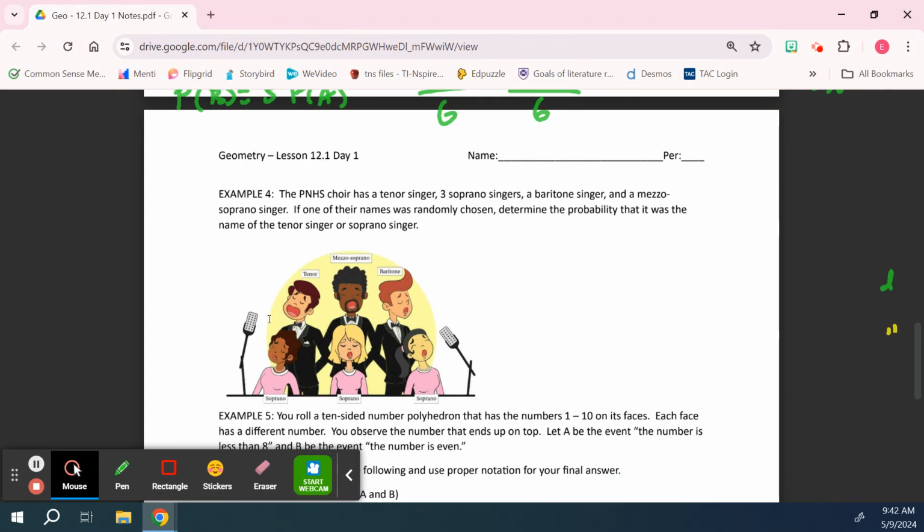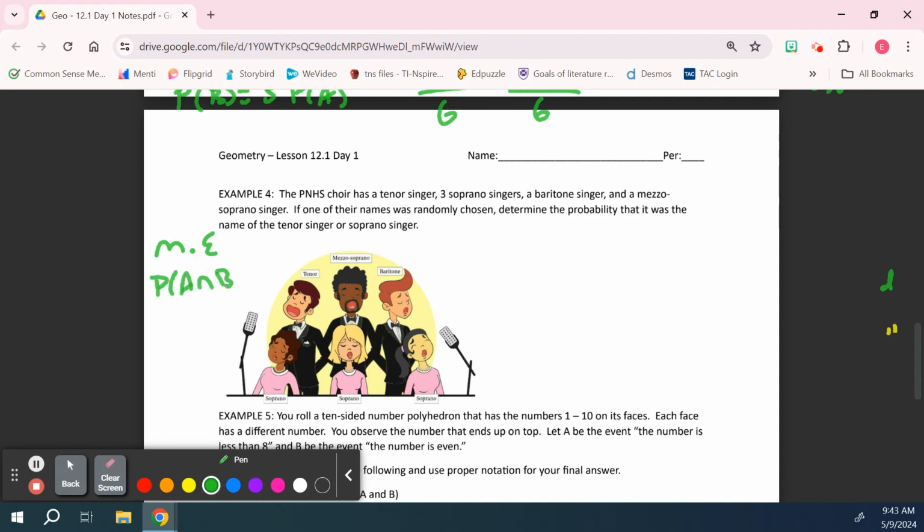So if I can't mix these two together, is it a mutually exclusive event? It is a mutually exclusive event. Because there's no way on this earth that a tenor singer can be a soprano singer at the same time. Does that make sense? Okay. So this is definitely mutually exclusive, which means the probability of A intersect B is equal to 0.